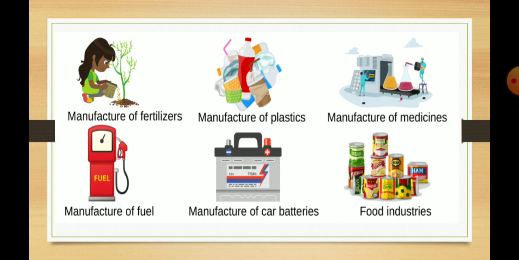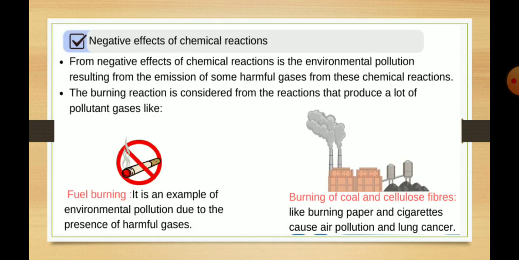And now we are going to talk about the negative effects of chemical reactions. One negative effect of chemical reactions is environmental pollution resulting from the emission of some harmful gases from these chemical reactions. The burning reaction is considered one of the reactions that produce a lot of pollutant gases, like fuel burning and the burning of coal and cellulose fiber, which cause air pollution and lung cancer.